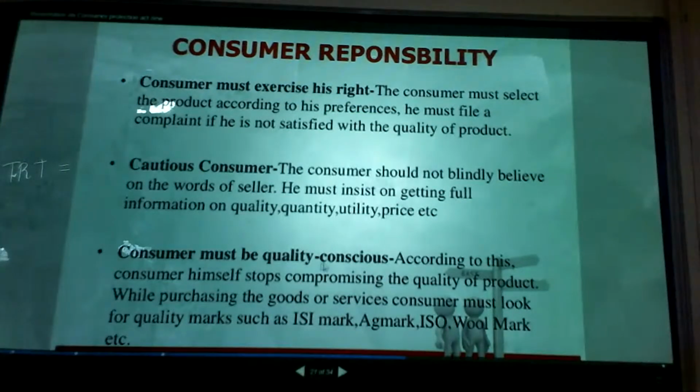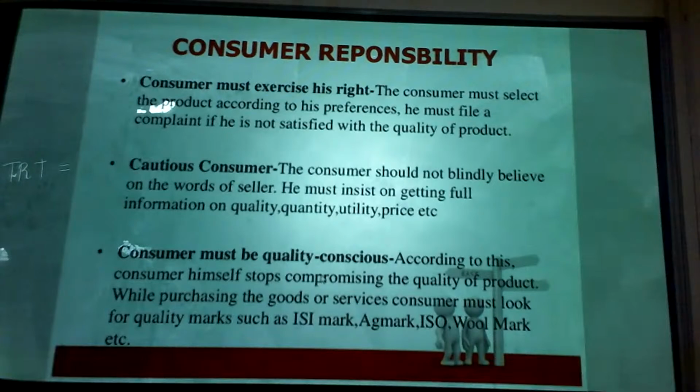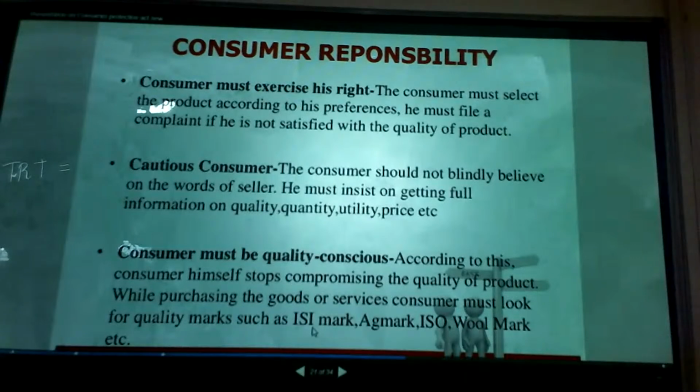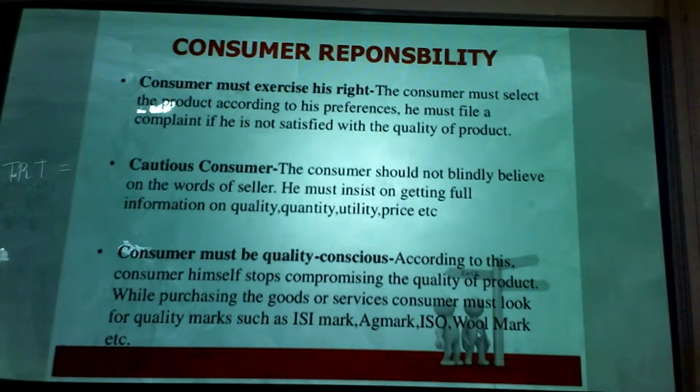A consumer must be quality conscious. Obviously, when we are paying a price, we are expecting quality. So you must be quality conscious as a consumer, and also look for marks like the ISI hallmark, ISO, and the food product mark. Moreover, check the expiry date, manufacturing date, brand name, and quality or durability. These are all responsibilities you have to fulfill. Then only is it possible to claim the rights. If people are not aware of the quality or quantity, they will not get the right product.